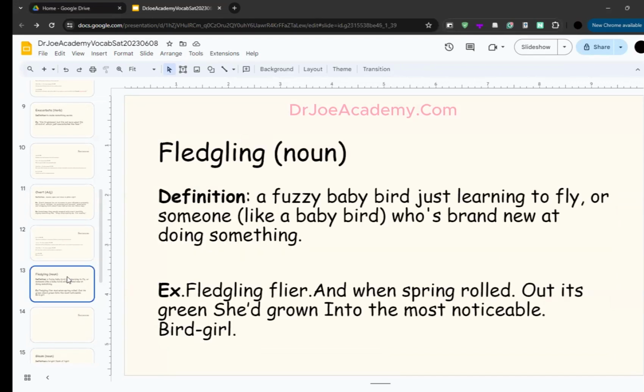Our next word is the word fledgling, and fledgling is a noun. Isaac, do you want to read the definition and example for this word?